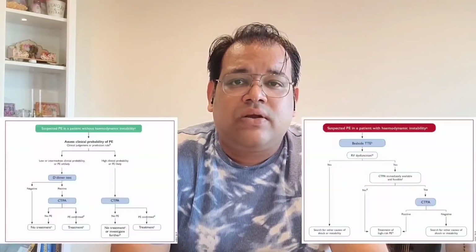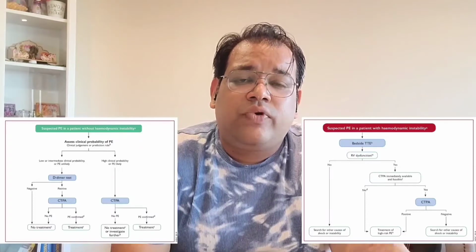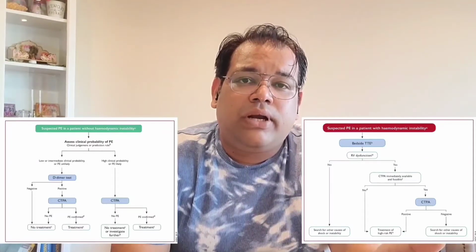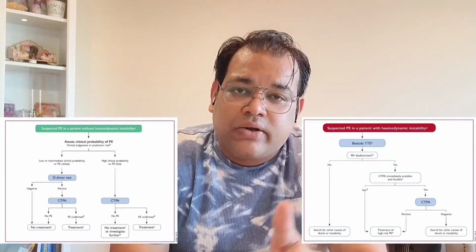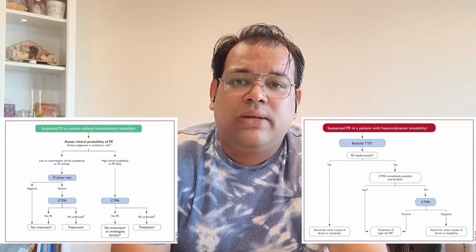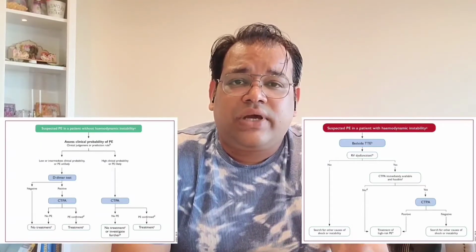So what do you do in high probability? If the patient has high probability, you do CT pulmonary angio. That is your first line of investigation. If you are in low probability or intermediate probability and your D-dimer is positive, then also the next step is to do CT pulmonary angio. It is a very quick test, but you have to take the patient obviously to the CT scanner. So if the patient is very unstable, sometimes it may not be possible. So you have to keep that in mind.